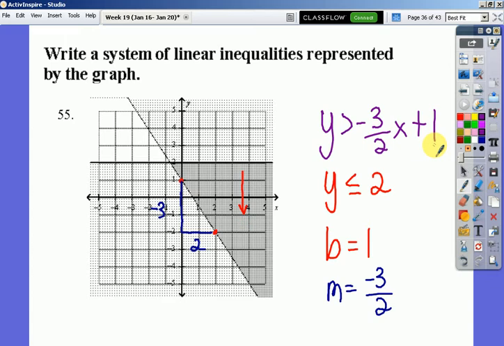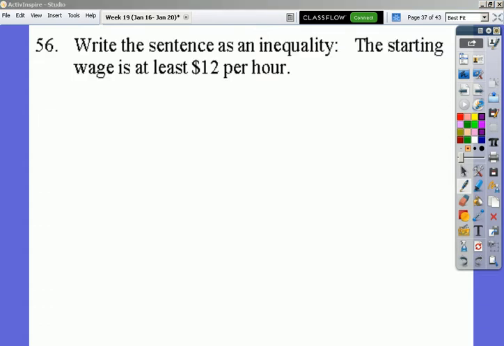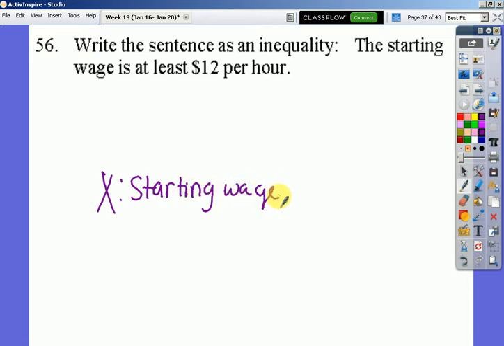All right. We'll do a couple more and then we'll take a break. On this type of problem, one thing that I saw that was kind of a silly mistake, but easy to make, was not defining your variable. It says, write the sentence as an inequality. The starting wage is at least $12 per hour. The very first thing you want to do before you make the inequality is tell me what x or y or a or b or s is. So I'm going to say that this is the starting wage. I said the starting wage is at least $12 per hour.